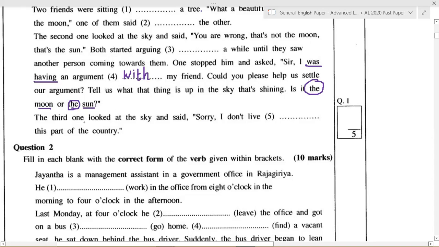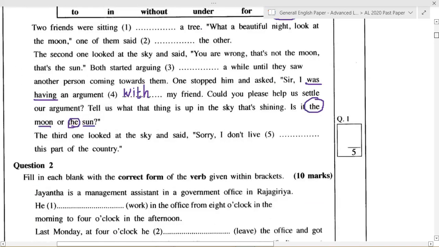The third one looked at the sky and said, sorry, I don't live blank this part of the country. Normally, the preposition comes after live, so it is live in this part.